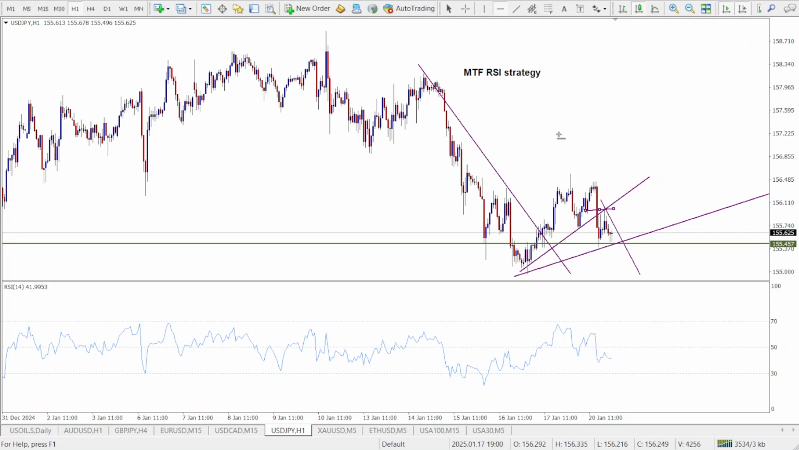And then be patient and wait for the right setup. Don't force trades. Wait for the right conditions on both time frames before entering a trade. And finally, practice on the demo account. Before applying the MTF RSI strategy in live markets, practice on the demo account to get comfortable with how the RSI behaves across different time frames.